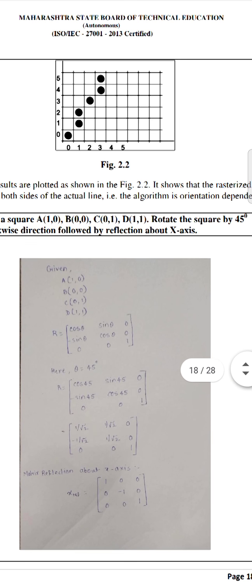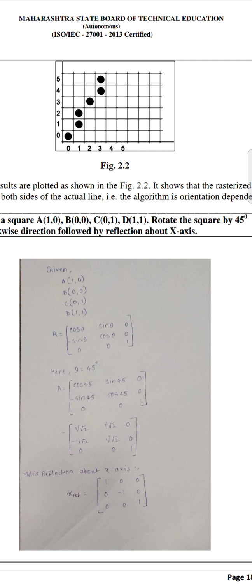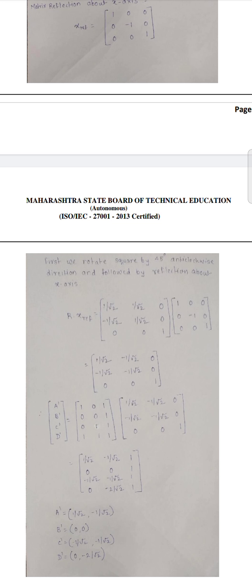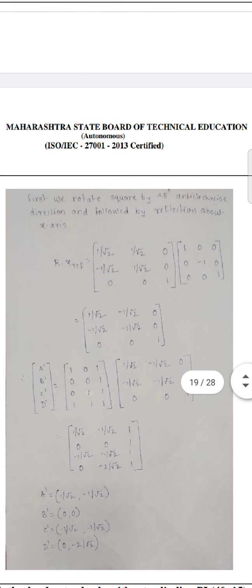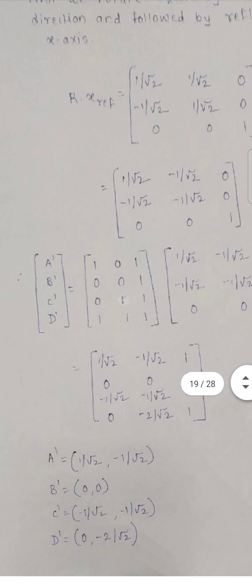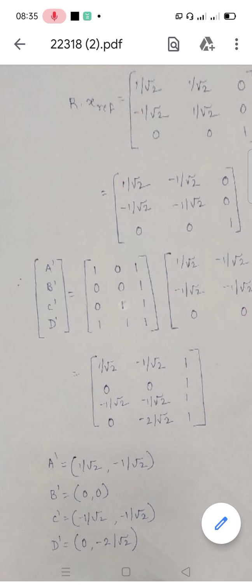So the square has some coordinates. The coordinate A is 1, 0. Now I am writing the initial computer object here. This is 1 0 1. If you identify it, I am highlighting it, that is 1 0 1. So point A is 1 0: x coordinate is 1, y coordinate is 0, and the last column is a unit distance value, that is 1. Then B is 0 0, so 0 0 1. Then C is 0 1, and last, D is 1 1.